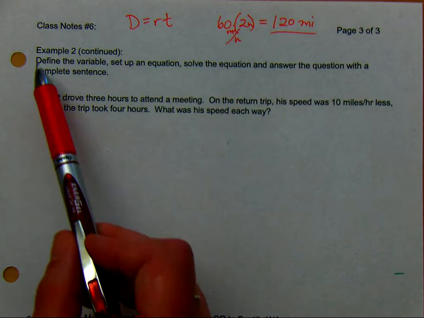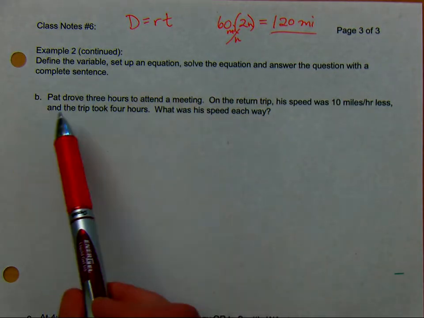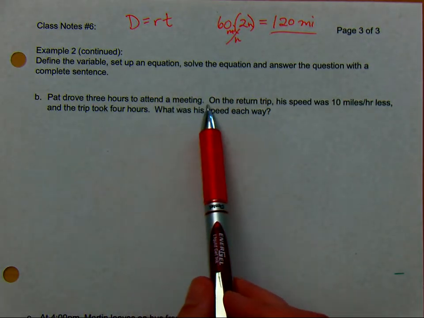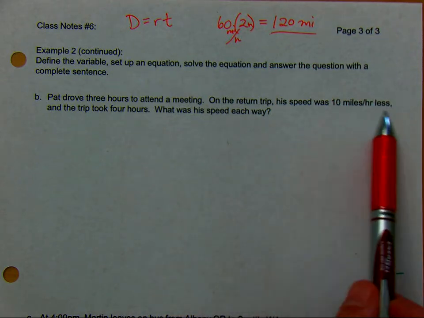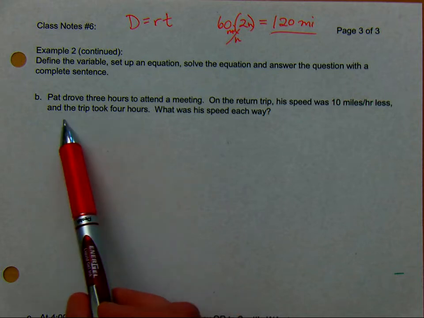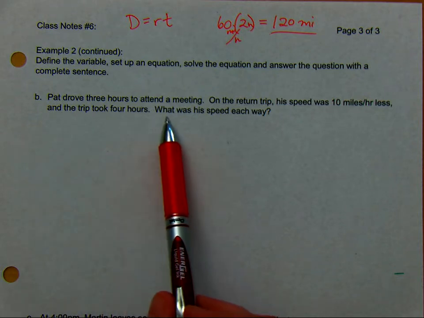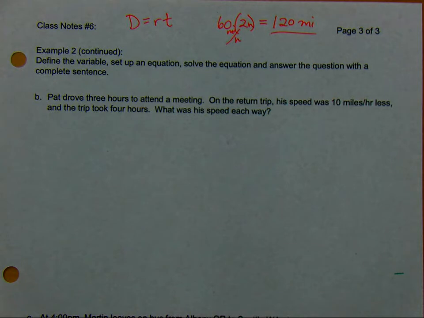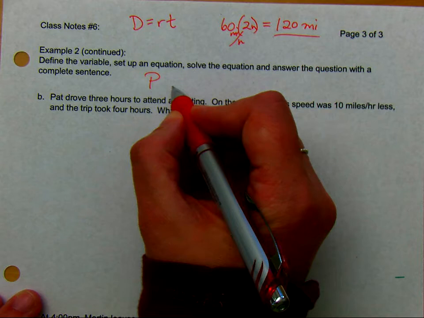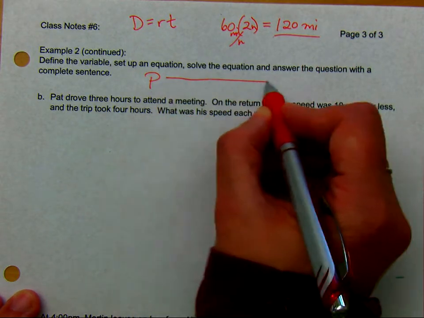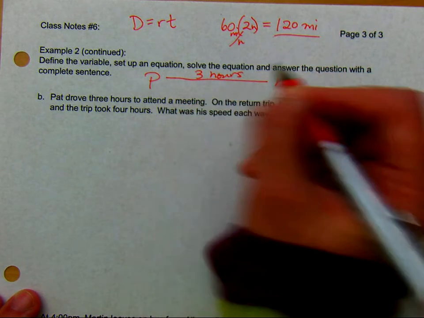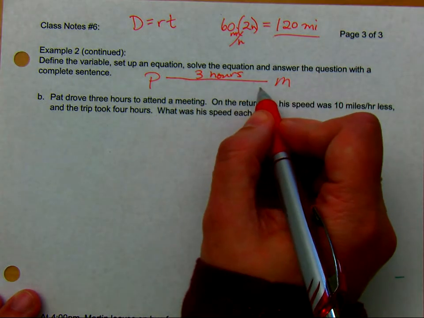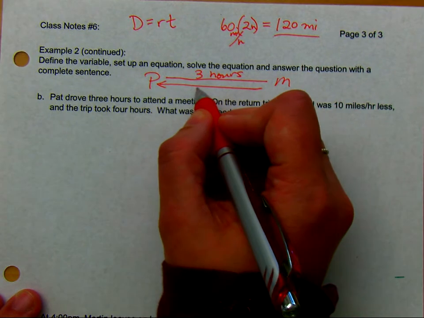So again, we're going to use our same problem-solving setup, defining the variables. Okay, Pat drove 3 hours to attend a meeting. On the return trip, his speed was 10 miles per hour less, and the trip took 4 hours. What was his speed each way? So let's think about this for a minute, and you might even draw a picture. Here's Pat, and Pat's going to the meeting. Okay, over here's the meeting. It took 3 hours. Then, when Pat went back, it took 4 hours.